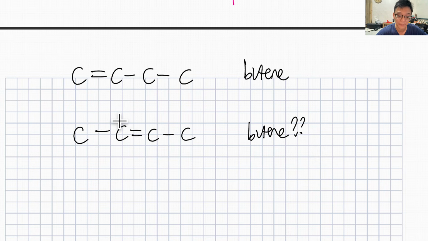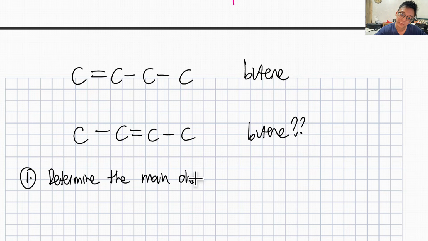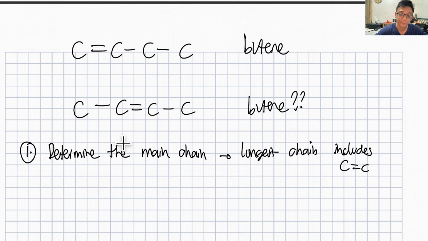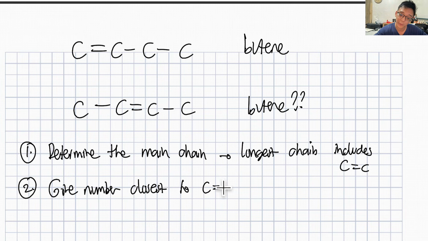How can we distinguish the names? You can follow the main rule. Similar to alkane, determine the main chain. The main chain should be the longest chain, but it should include the double bond. So the carbon-carbon double bond should be included in the longest chain. Then you give numbers closest to the carbon-carbon double bond.